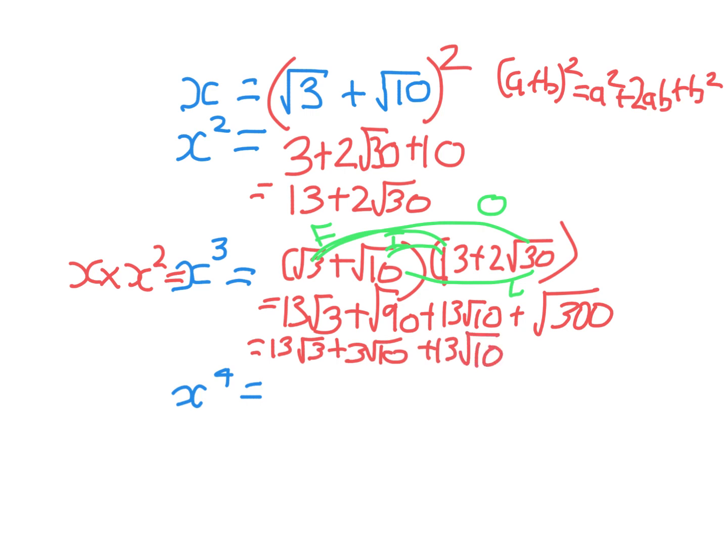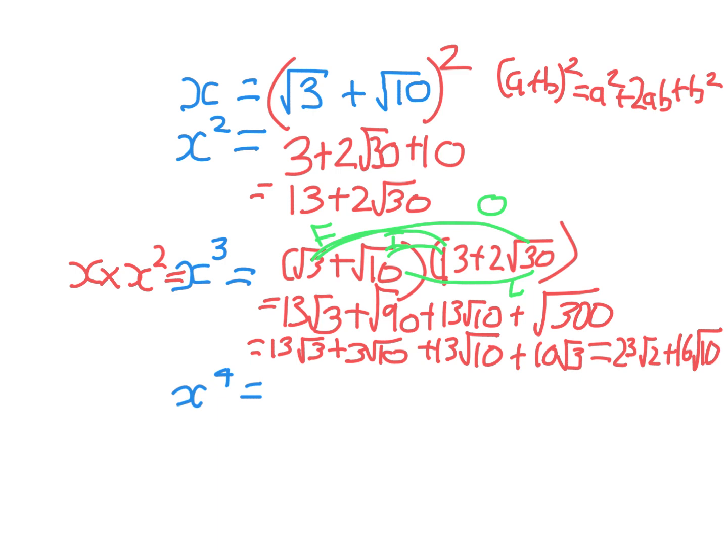It turns out, however, 300 is. So the highest perfect square that goes into 300 is actually 100. So I end up with root 100, which is 10 times root 3. All right, simplifying this, 13 root 3 plus 10 root 3, and then 3 root 10 plus 13 root 10. Now I have x to the power of 3.